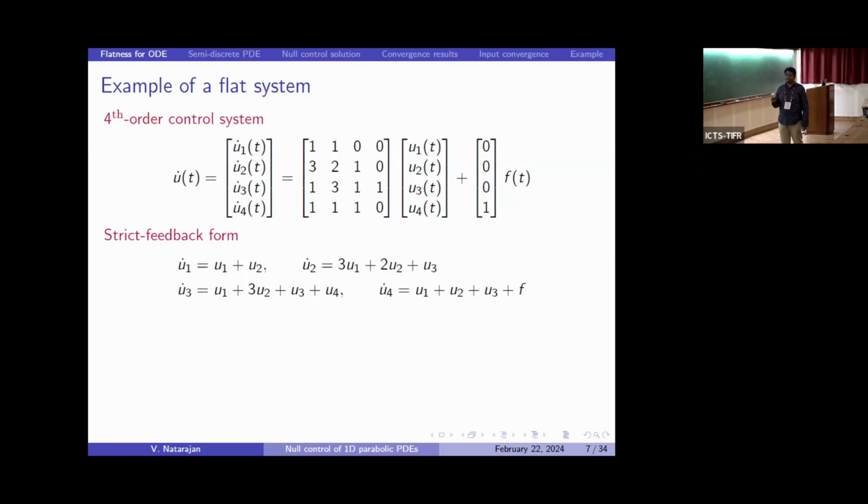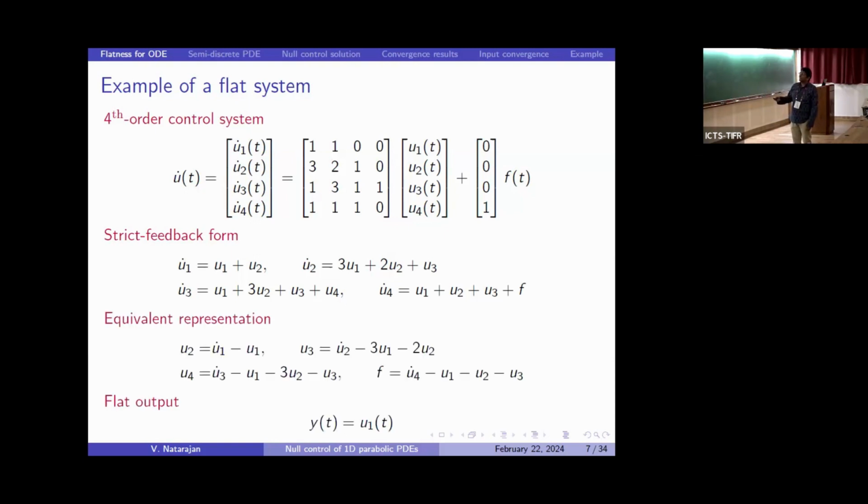When you have a system in strict feedback form, then flatness is natural. You get flatness easily. So how is it? Well, I can write this first equation, u1 dot is equal to u1 plus u2, as u2 is equal to u1 dot minus u1, right? I can just take u1 to the other side. Similarly, here I can keep u3 on this side and take the remaining terms to the other side, get this equation and so on. So now if you take the flat output to be u1, then what do you see? You see u2 can be written in terms of u1 dot and u1. So now u2 is in terms of u1 and its derivatives. I can use that in this expression and then get u3 in terms of u1 and its derivatives and so on. All right. So if I do this, I can clearly see that u1 is a flat output for this system. Okay.